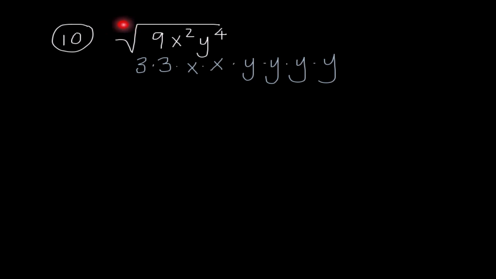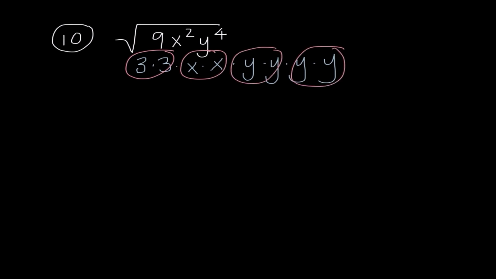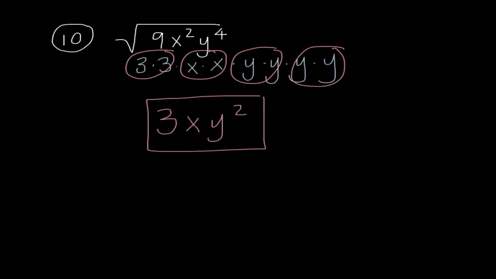Our index number here of 2 tells me I need to look for pairs. And I notice that I have a lot of pairs here. So I'm actually left with 3xy squared. And one thing I want us to notice, to figure out how many groups of 2 we had with these variables, I actually took the exponent and divided by 2. 4 divided by 2 is 2. That tells me I have 2 groups of 2. If I had a remainder, that would tell me how many I would have to write inside my radical.